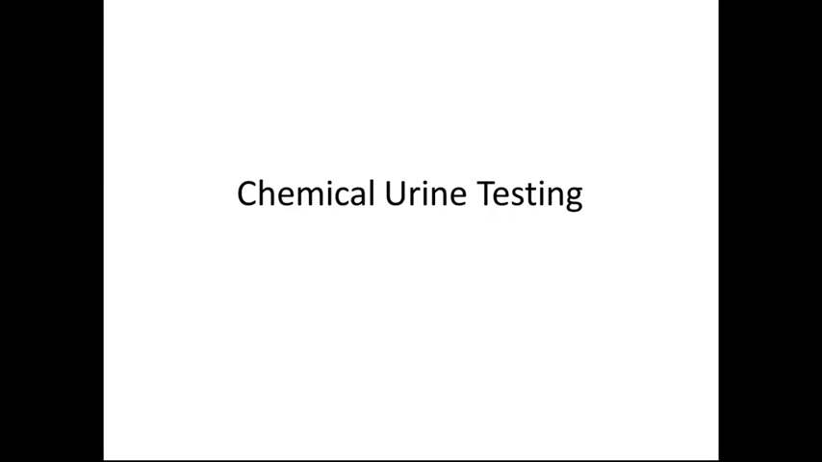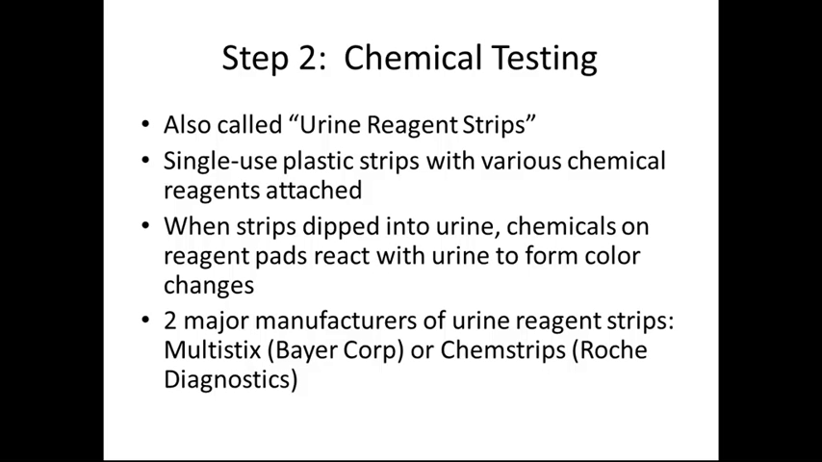Chemical urine testing. The first step to urinalysis is the physical exam, which consists of color and clarity of the urine sample. Then we move to the second step of the urinalysis, which is the chemical testing. This is also called a urine reagent strip.